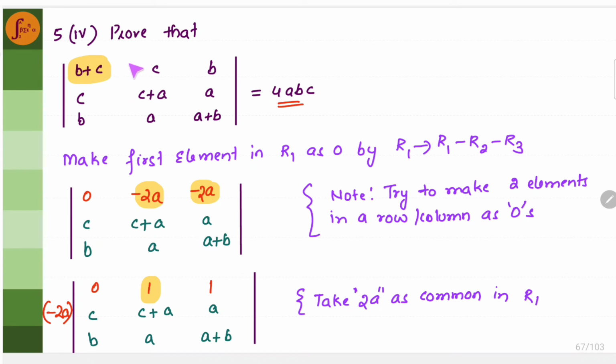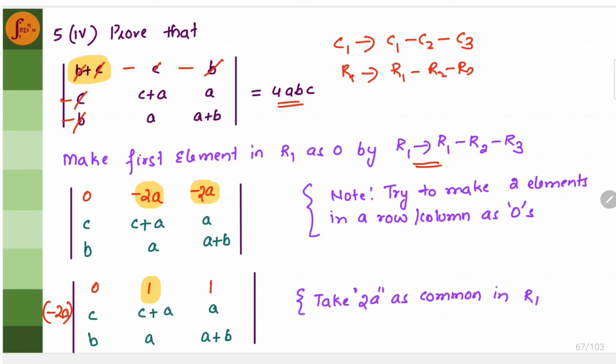So like the earlier problem, you can take this B plus C and subtract it with this. C and C will get cancelled, B and B will get cancelled. You'll take column operations: C1 equals C1 minus C2 minus C3, right? Alternatively, you can do the same thing with rows. B plus C, you subtract with this, this will get cancelled. So you can take row 1 as row 1 minus row 2 minus row 3.